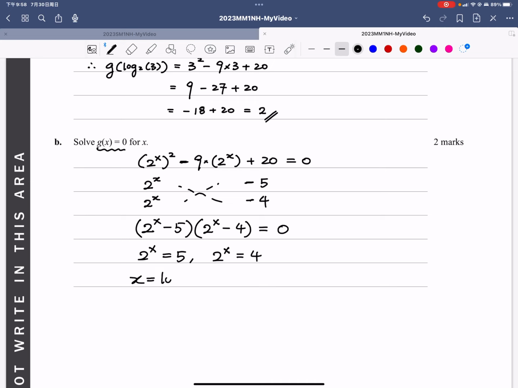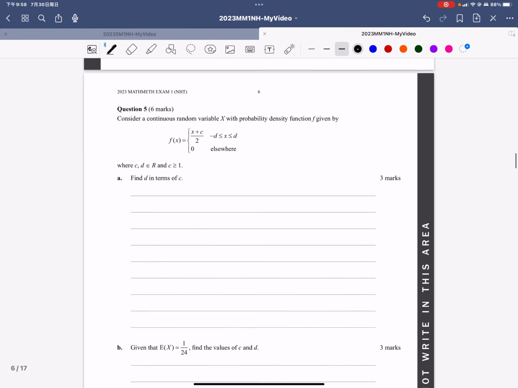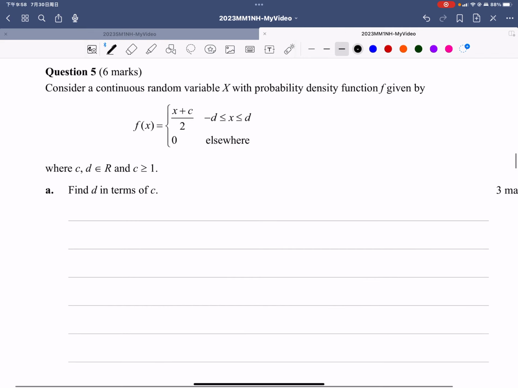So x equals log 2 of 5. I can't keep evaluating this because it is an irrational number, but I don't like answering the second solution like log 2 of 4. This is not good. You have to write it as x equals 2, okay? So there are 2 solutions. All right, that's question 4. Question 5.